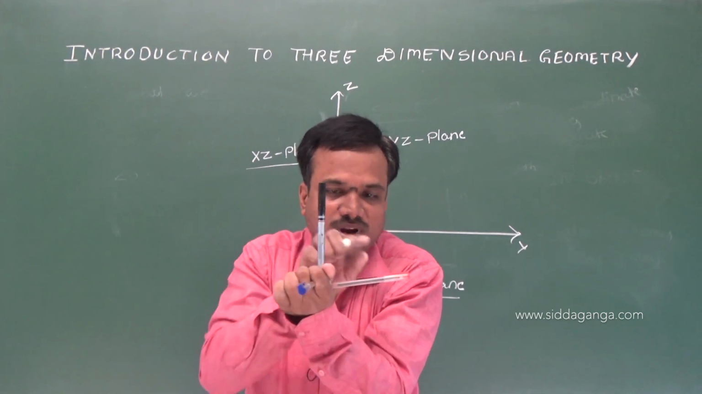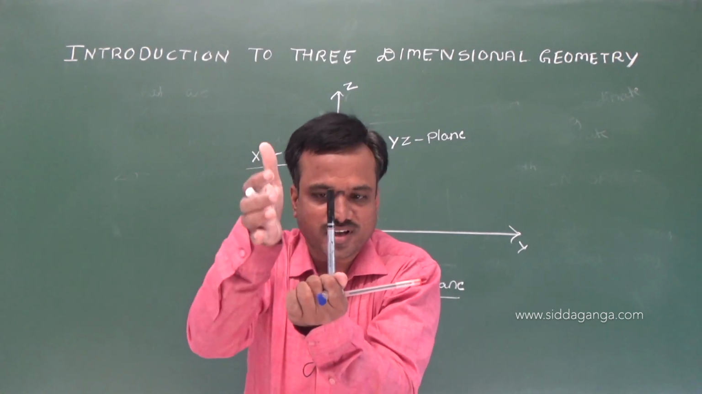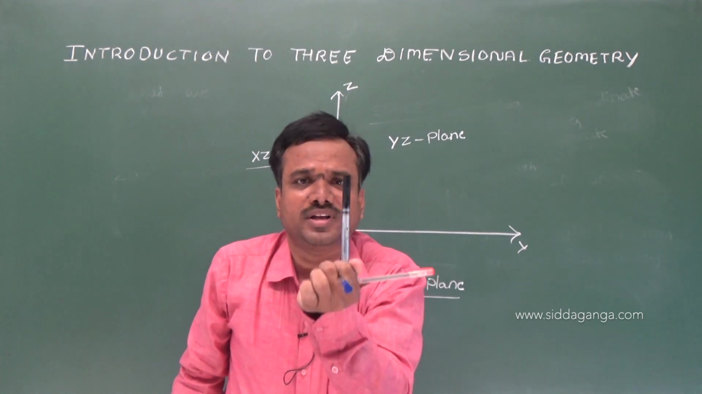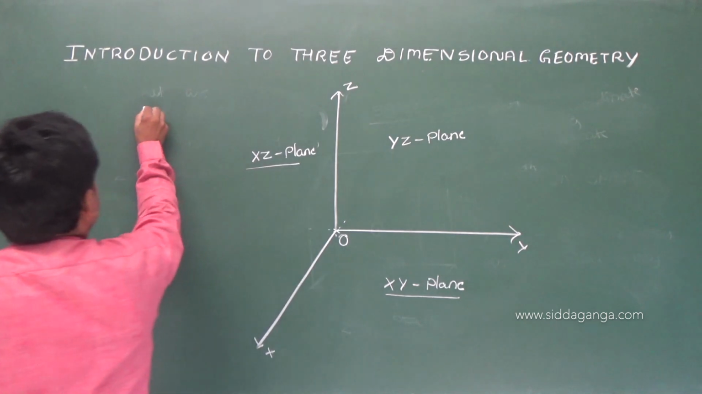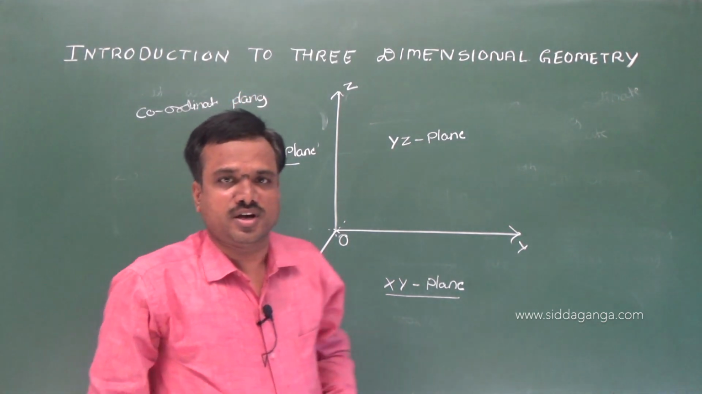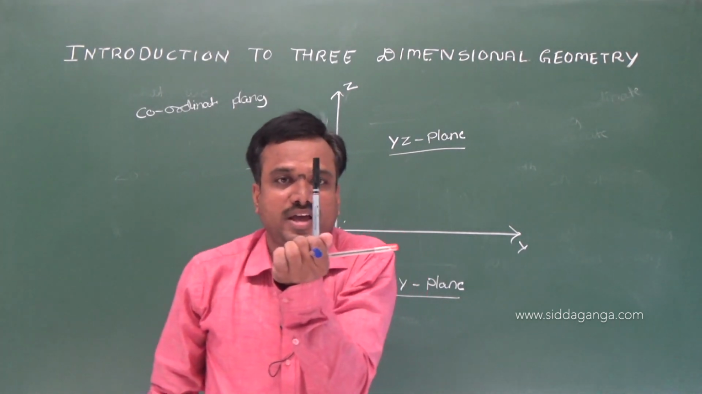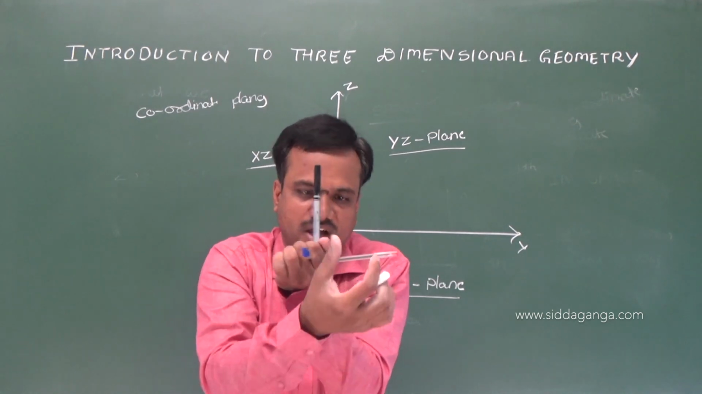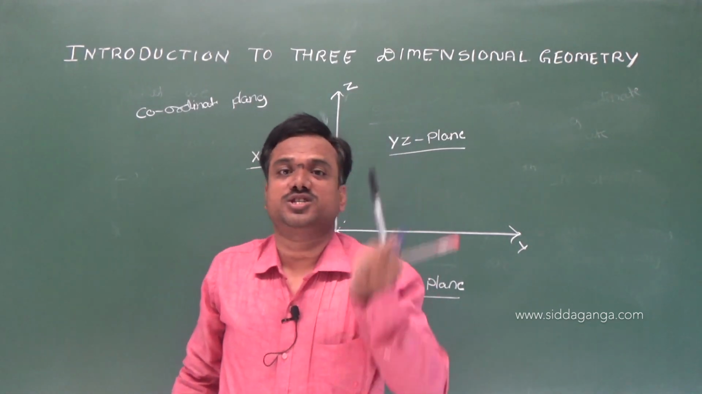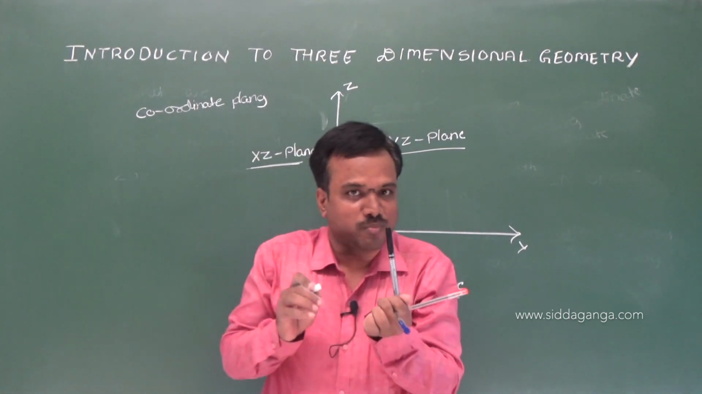See carefully these three planes. The XY plane is perpendicular to the YZ plane. The YZ plane is perpendicular to the XZ plane. The XZ plane is perpendicular to the XY plane. So these three planes are mutually perpendicular to each other. These planes are called coordinate planes in space: the XY plane, YZ plane, and XZ plane. Understand?